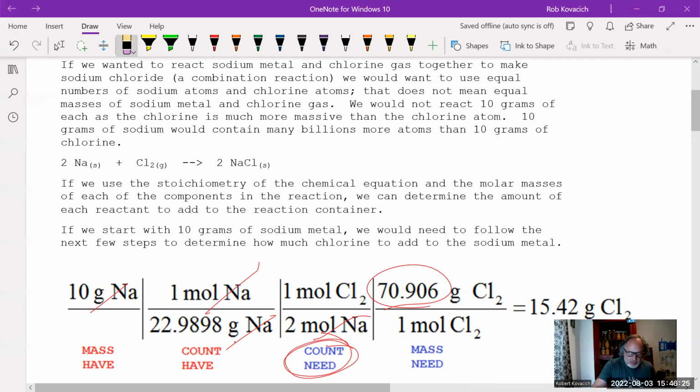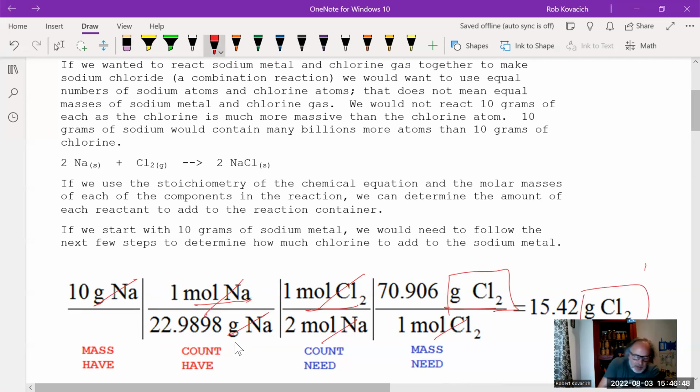All right, so let's see what we've done here. We've converted my grams, my mass of sodium, into a number of sodium atoms. Then I've switched over from a number of sodium atoms to a number of chlorine atoms. And then I've taken my number of chlorine atoms and turned it into grams of chlorine. And that's what I'm looking for, grams of chlorine. So now what this is saying is if I put 10 grams of sodium in a container with 15.42 grams of chlorine, they will run out at the exact same time. There will be nothing left in my container except for table salt, which is good because I don't want my face to explode and I don't want to drown in my own blood.